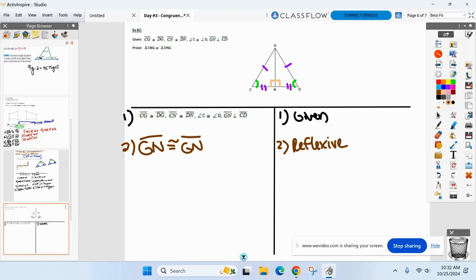So now I do have all three pairs of sides, don't I? You can have a reflexive side. All right, let's turn our attention to the angles. How many pairs of angles was I given congruent? Just the one, C and D. So we need to find the other two.